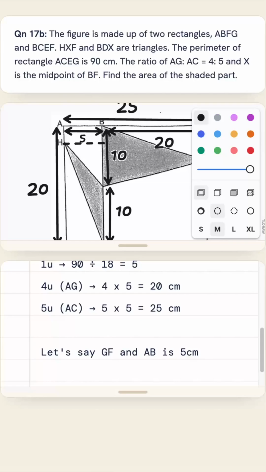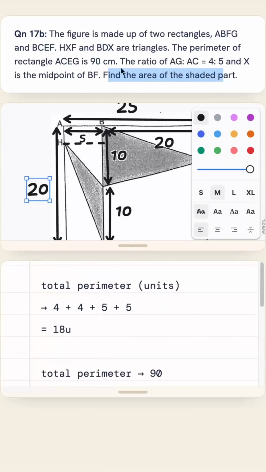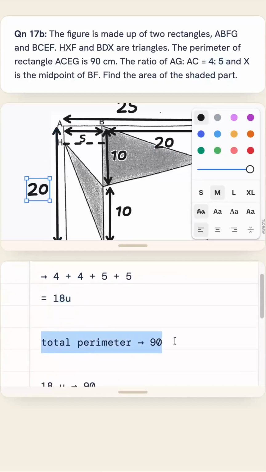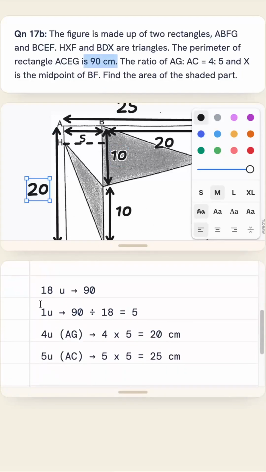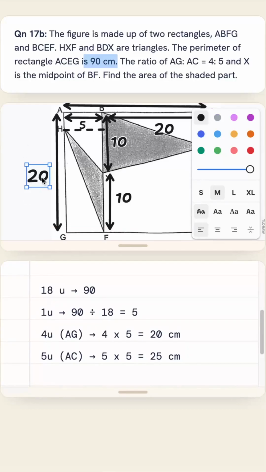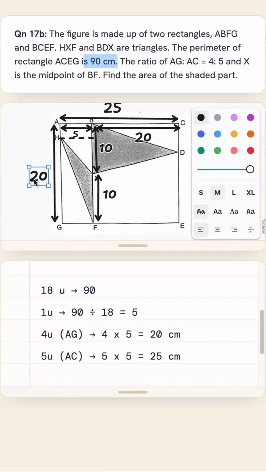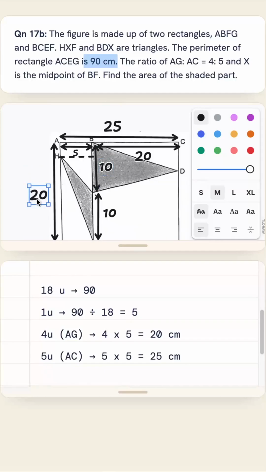Okay, so for question 17 part B, to find the area of the shaded part, we actually can just use the units, right? So the total perimeter is 4 plus 5 plus 4 plus 5, 18 units. The total perimeter is 90 centimeters according to the question. Then we can calculate for 1 unit, and then AG is 20 centimeters, the height, and the length is 25.